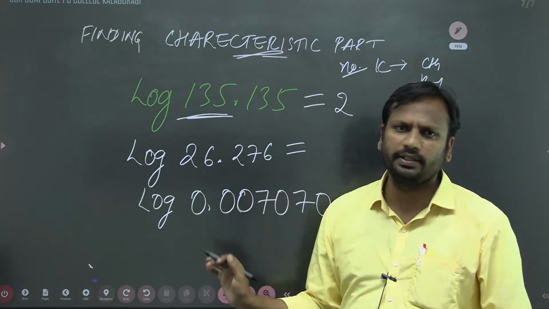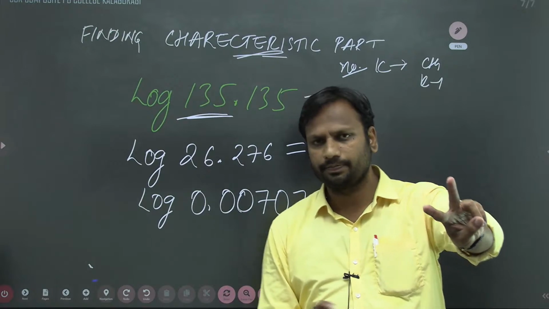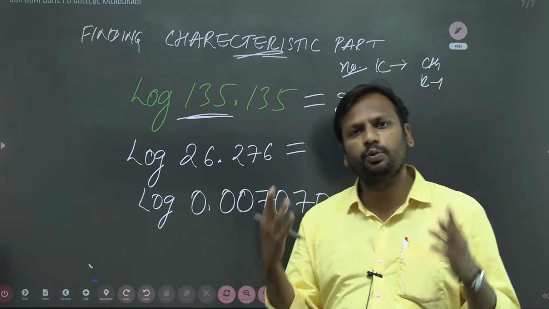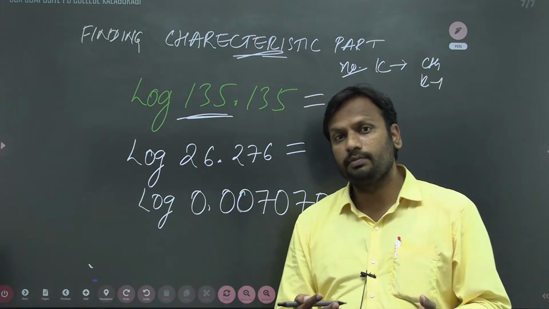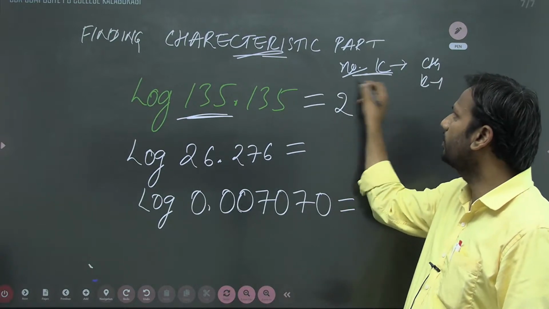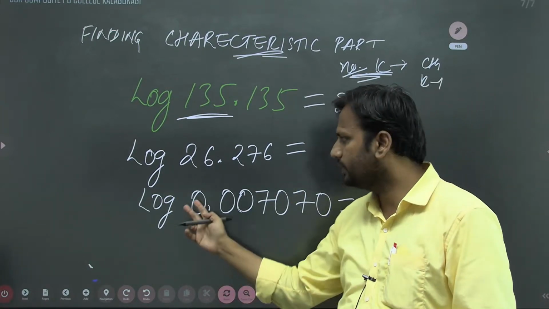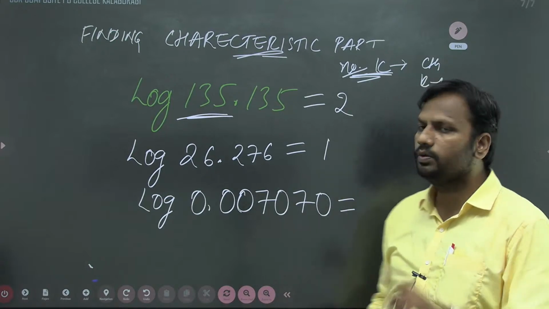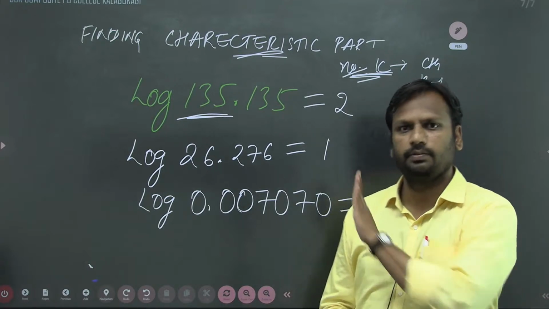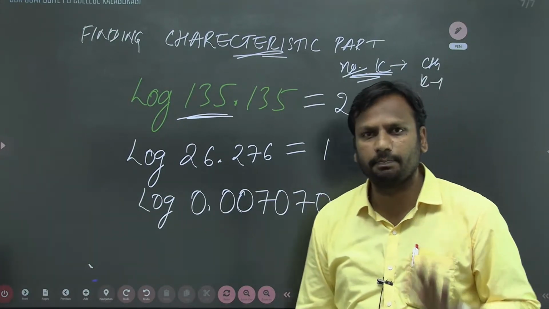If you round off and all the things, you'll be getting again a 2-digit number here. 26, you can say that it is a 2-digit number. So it is a 2-digit number means what I told here: if the number of digits is k, then the characteristic part will be k minus 1. 2 digits are there, so 2 minus 1 will be 1 here. Plus 1 will be the characteristic part.